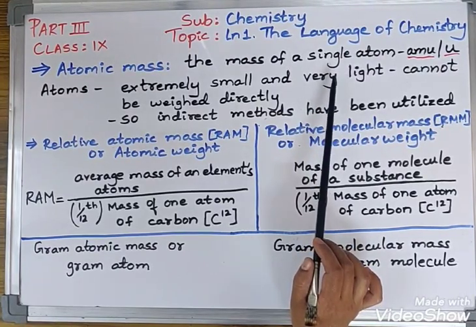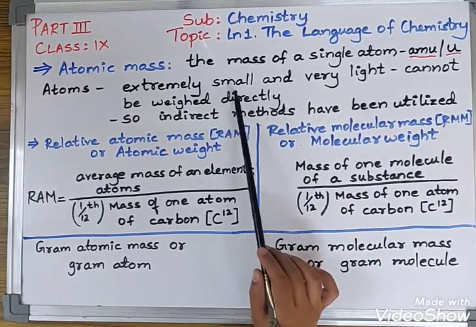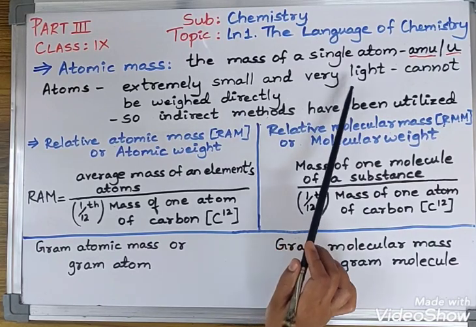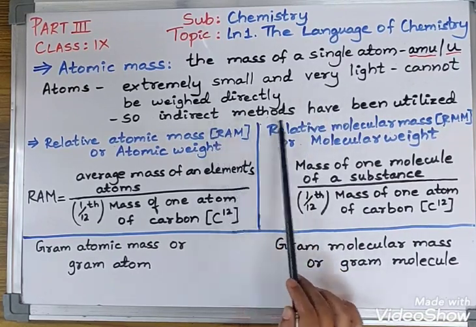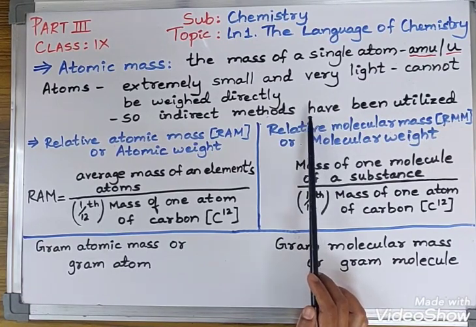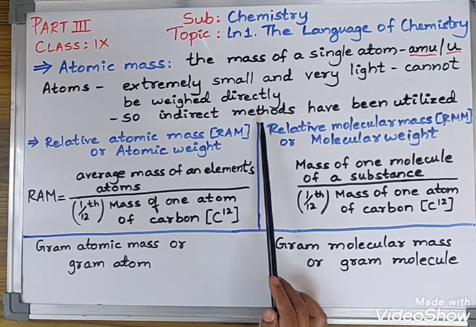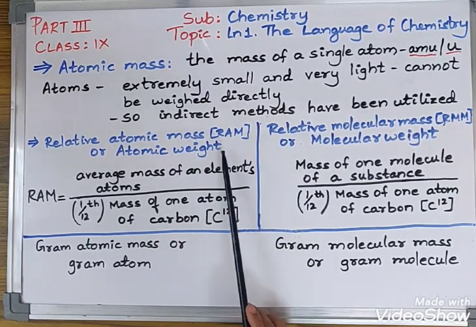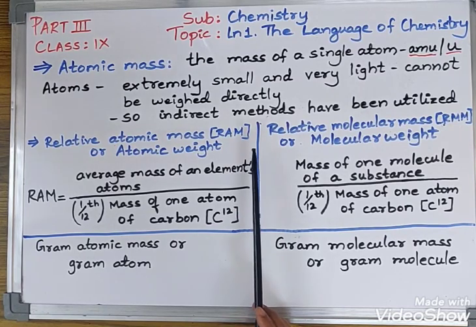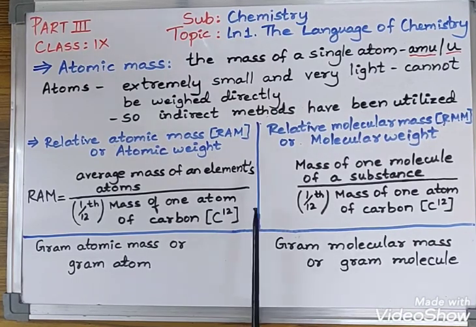Now when we measure atoms, we cannot measure atoms directly because the atoms are extremely small and very light, and hence we use indirect methods in order to measure atoms. But when we use indirect methods to measure atoms, we take a measure as a standard one. Earlier hydrogen was considered as a standard measure and then it was oxygen, but recently we are using carbon-12, which is an isotope of carbon, that is taken as a standard measure.